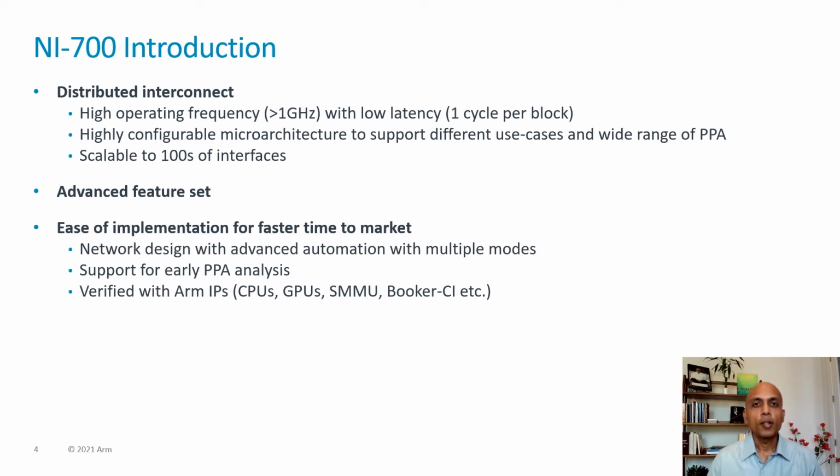Now for a quick introduction to NI700. Firstly, it's a fully distributed interconnect. Because of its fully distributed nature, we are able to achieve high operating frequency, around a gigahertz or plus. At the same time, we are able to achieve low latency of 1 cycle per block.